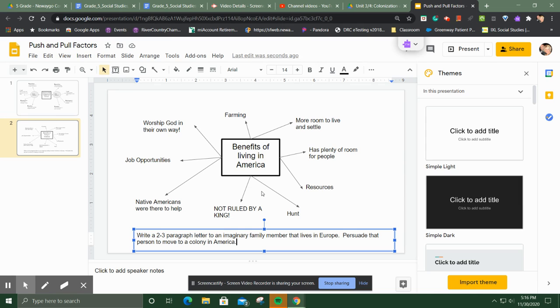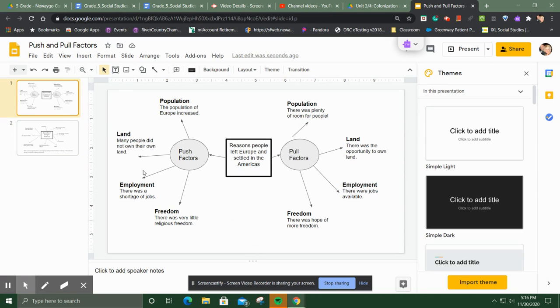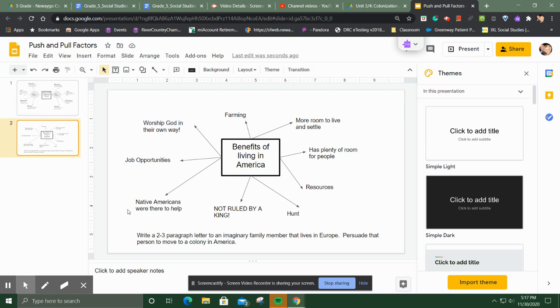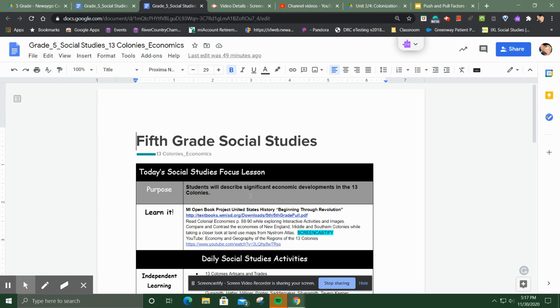Let them know what a great place America is. Okay? You can have more room to live here. You can hunt. You can own your own land. You have plenty of job opportunities. You can look at the push and pull factors. And again, you want to look at this side right here. There's plenty of room, opportunity to own land, jobs, hope for more freedom. Okay, you don't have to listen to the king tell you what to believe in, and so on. You want to persuade that person to move to America.